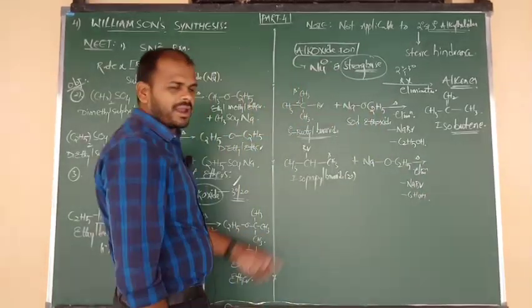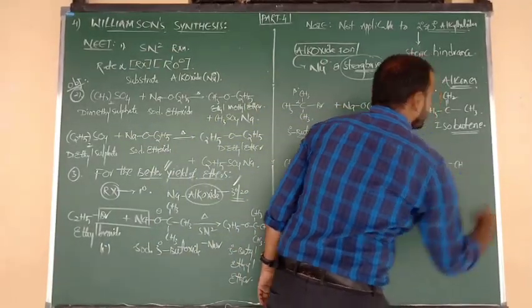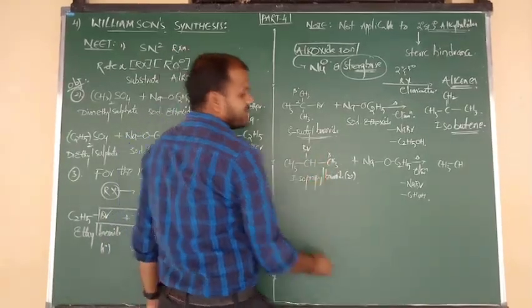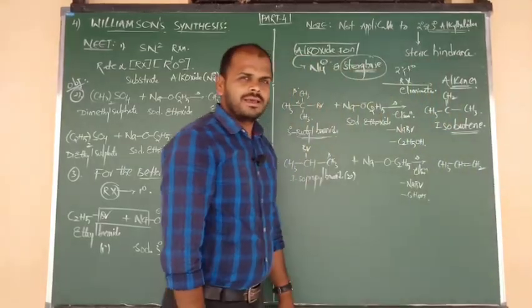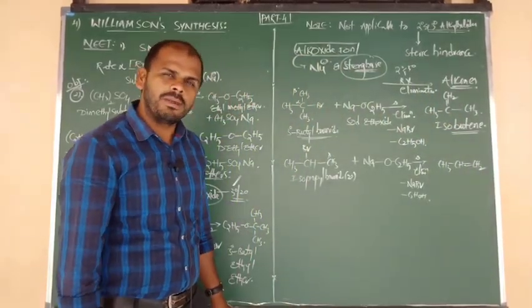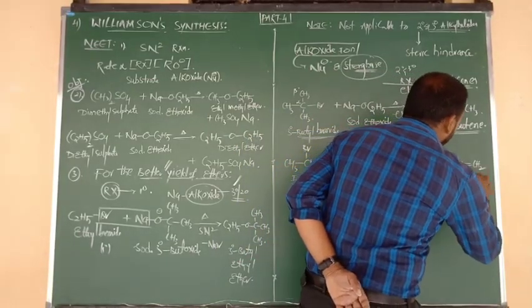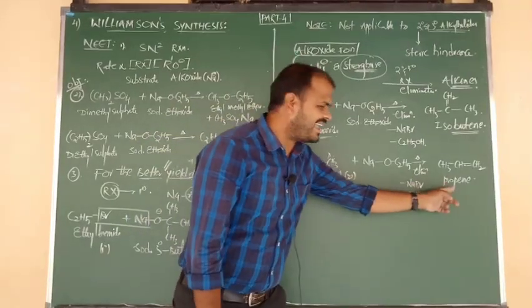After that, what is the product? CH3 bond CH. Okay, I am going to write here. After removal of hydrogen from the beta carbon, CH3 becomes CH2, and the single bond becomes a double bond. So here the product we are getting is CH3-CH=CH2. This is your product. The product name is nothing but what? Propene.